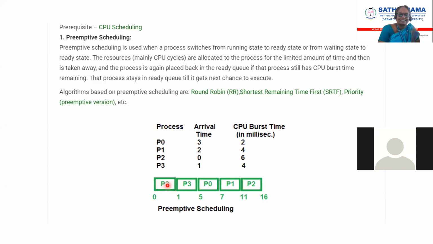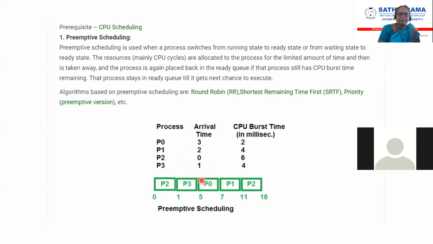So this is the running state. This is ready, and it is coming on to the running state. The next step is P3. When I look at P3, its arrival time is 1 second, so it is waiting. Again it comes to the ready state.